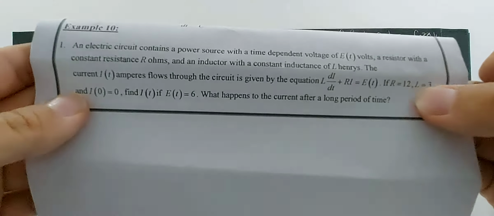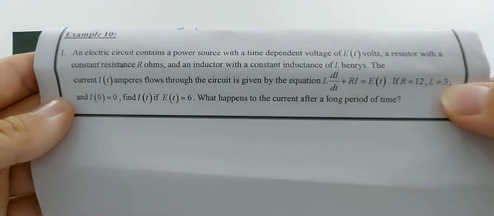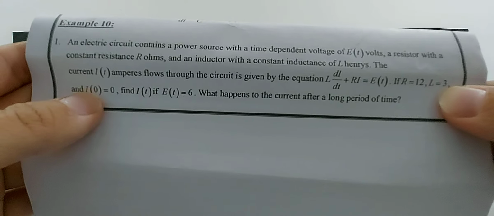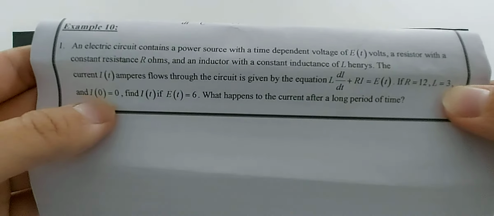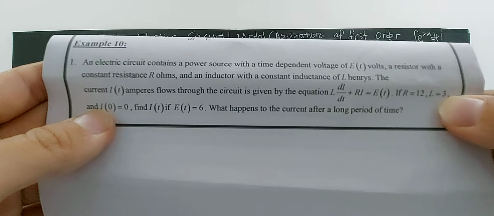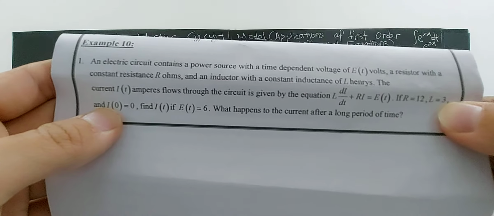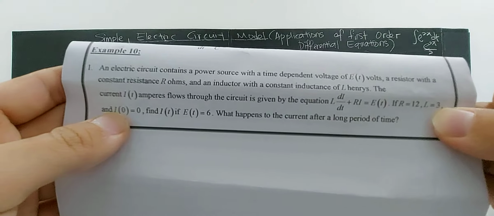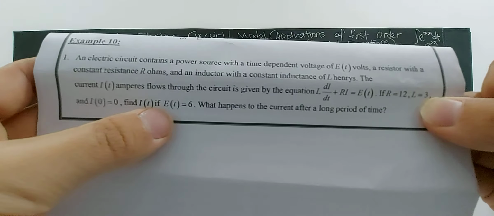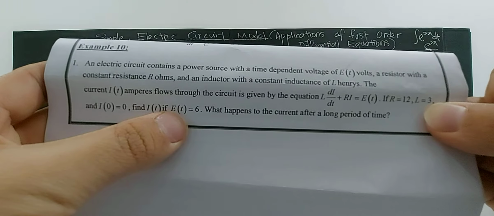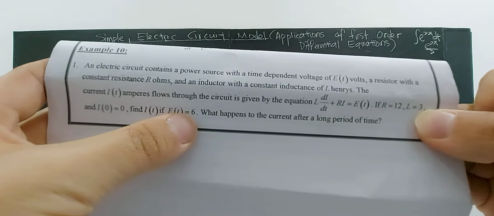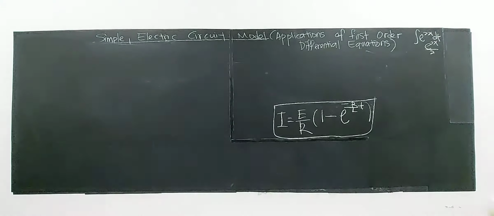If the resistor is 12, the inductance is 3, and the current is 0 when time is 0. According to what I derived just now, at time 0 we haven't switched on the circuit, so when we switch on the switch the current is 0. Find the current if the power source is 6. Let's look at how to solve this.